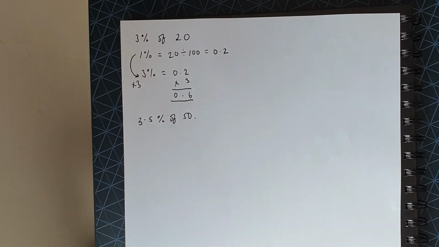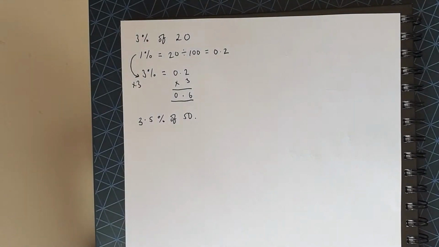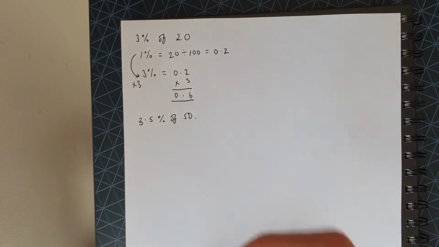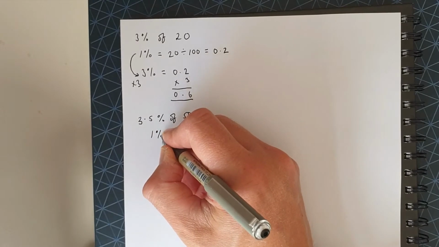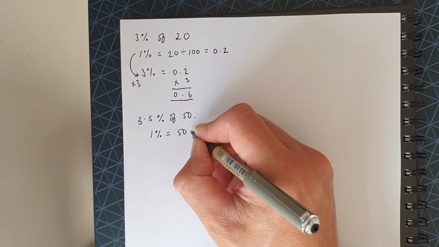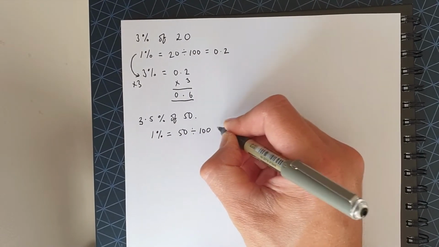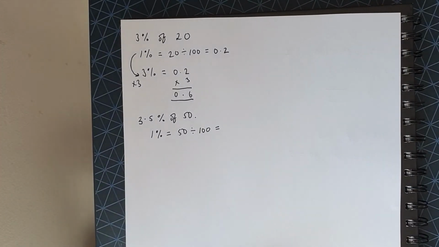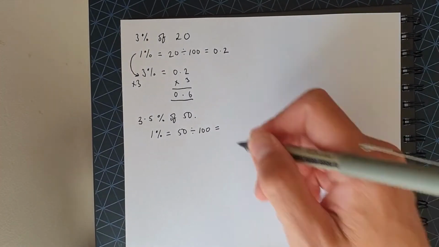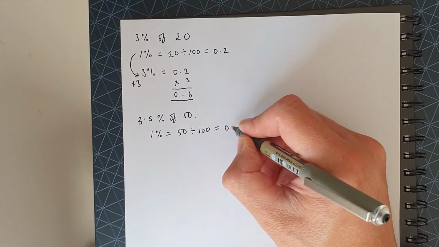Okay, the next example I'm going to look at is finding 3.5% of 50. So we've got a half percentage in there. Again, what I'm going to do is start off by finding 1%. Dead easy, just dividing by 100. Again, moving the decimal point 2 places to the left, or the numbers 2 places to the right, and we're going to get 0.5.